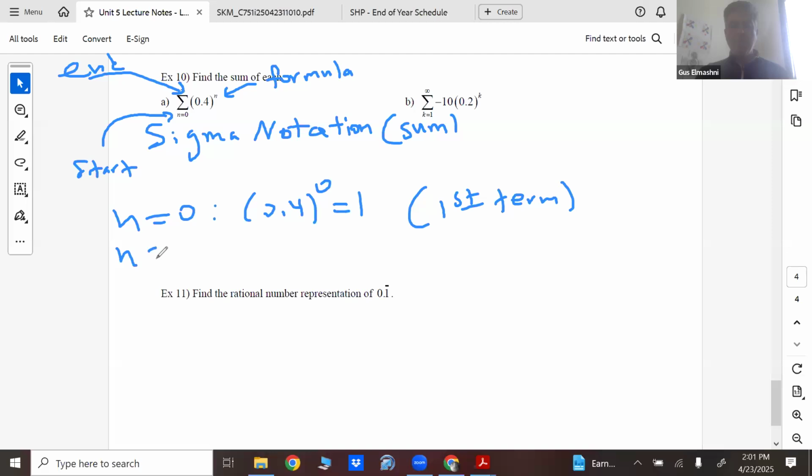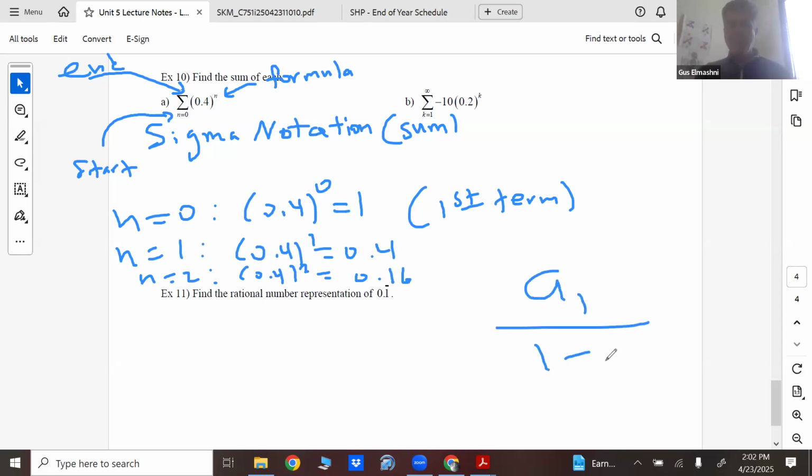For example, if n equals 1, what will be my next term? N equals 2, what's my next term? 0.16 and so forth, right? Notice that the numbers are getting smaller and smaller, they're getting tinier. So ultimately, the sum of all these terms would converge. So if I want to do this, I'll just use this formula. Isn't my R between -1 and 1? What's my R value? So you just do 1 over 1 minus 0.4, which will be 1 over 0.6.